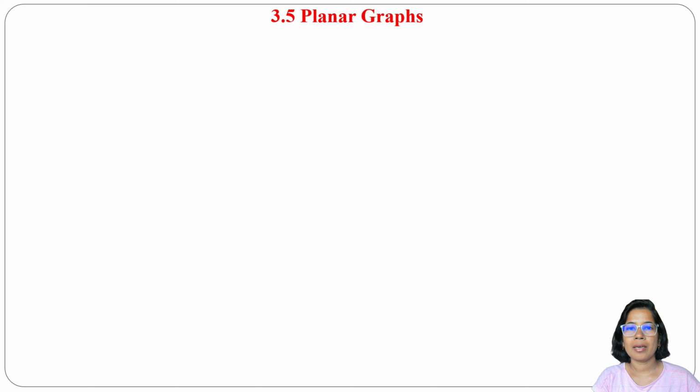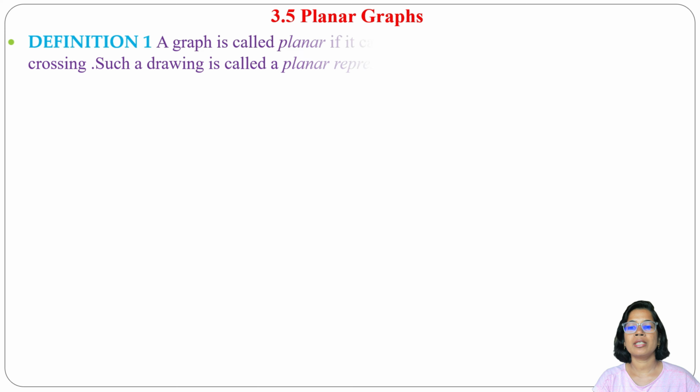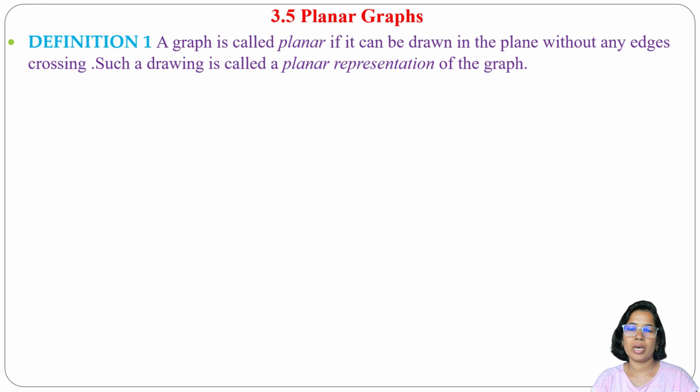So what is a planar graph? Any graph that we can draw in a plane without any crossing is called a planar graph. Definition 1: A graph is called planar if it can be drawn in a plane without any edge crossing. Such a drawing is called a planar representation of the graph. If a graph can be drawn in a plane and there should not be any crossing.